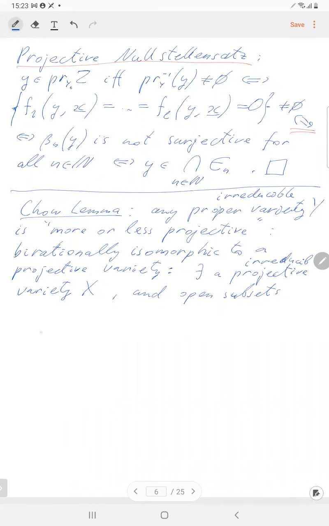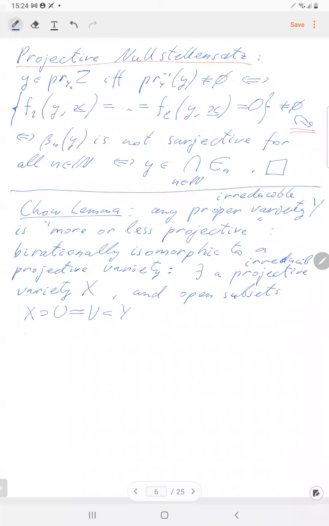Say U in X and V in Y that are isomorphic. Okay, so this is the notion of birational isomorphism.